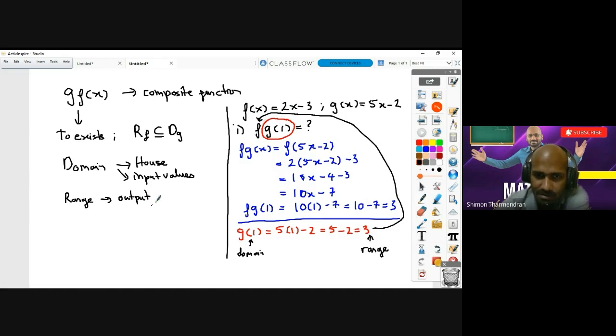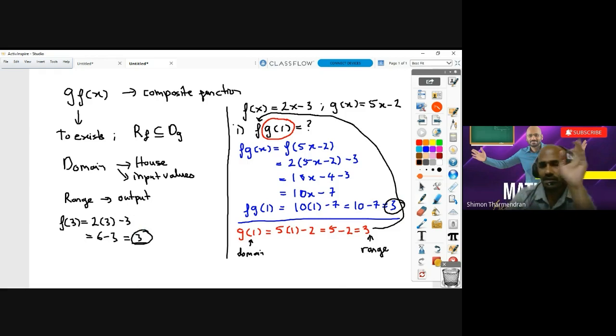So now I must find what is my f of 3. So f of 3 means I substitute 3 into my f(x), 2 times 3 minus 3. So this is 6 minus 3, I get 3. There, same answer. 3 here and 3 here.